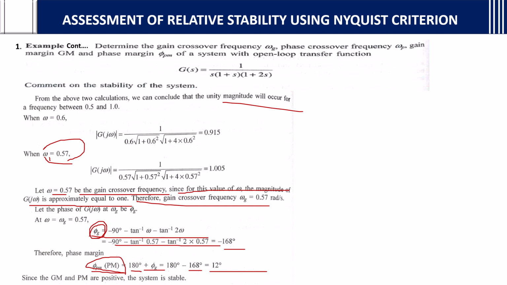So since the GM and PM are positive, the system is what? Stable. As we studied, when GM and PM are positive, the system will be stable.